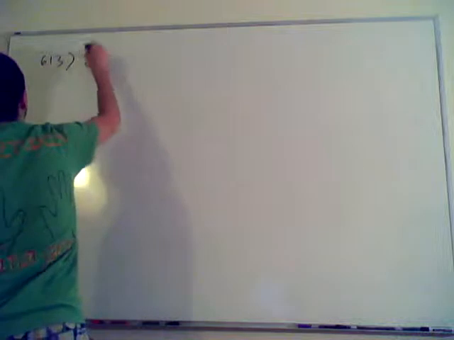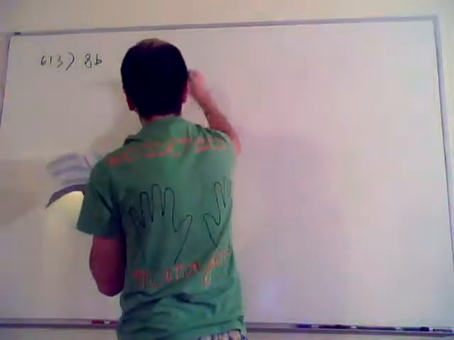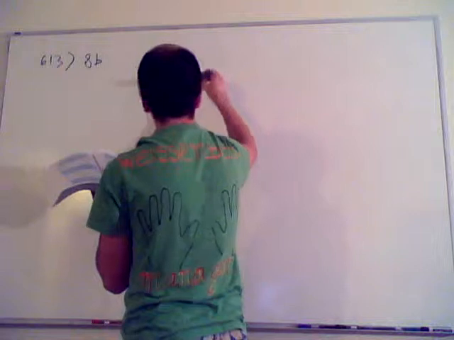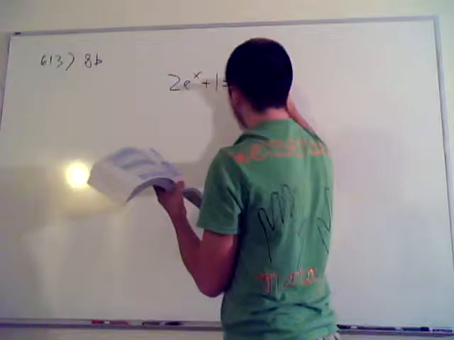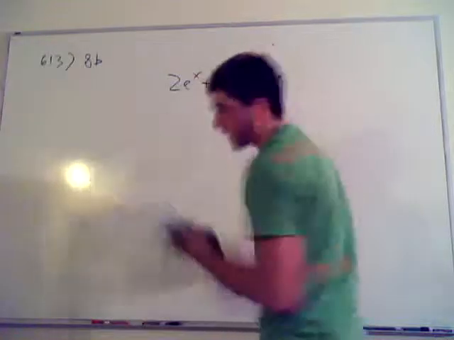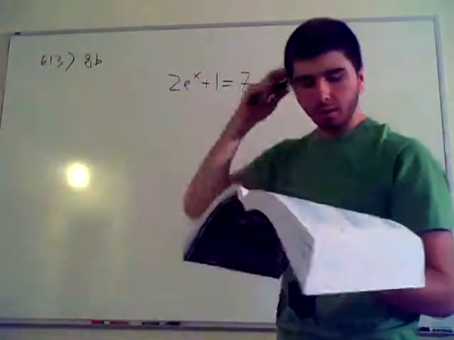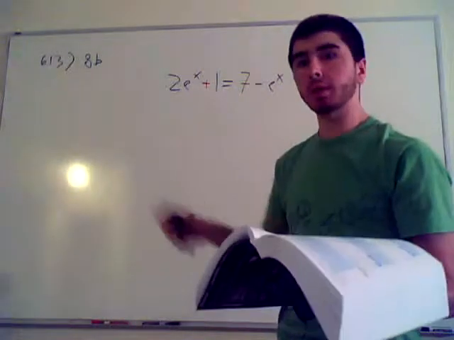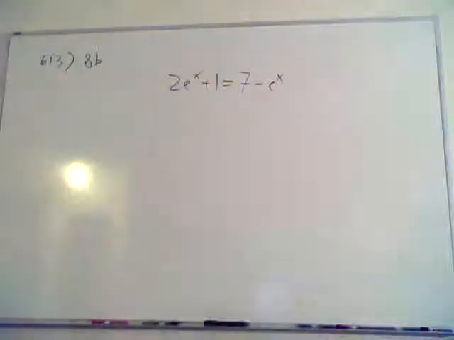613 8B. Alright, so 2e to the x plus 1 equals 2, 7 minus e to the x. Now, oh shoot, I should explain this. Okay, you have y equals something and y equals, or let me just write it out. My bad, I skipped that step.